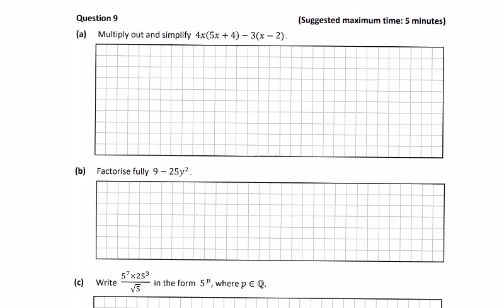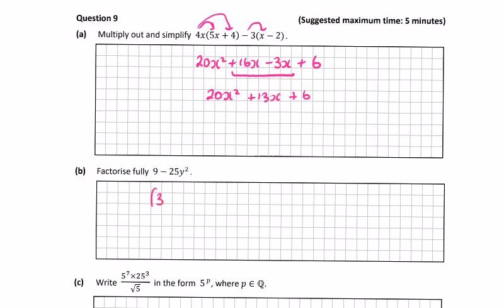Question 9 is just multiplying our brackets: 4x by 5x, and 4x by plus 4, 20x squared plus 16x, minus 3 by x, minus 3x, and minus 3 by minus 2. So simplifying it, we have 20x squared plus 13x plus 6.